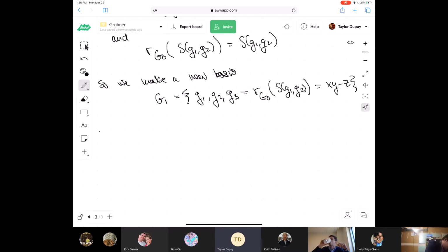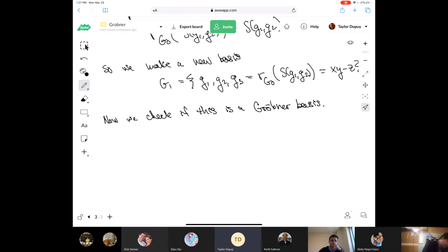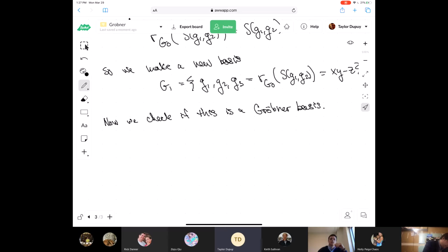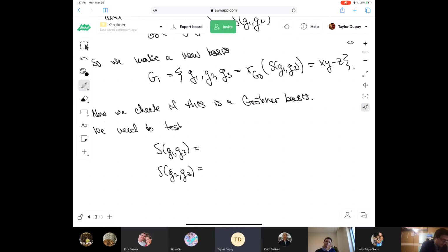Now we check if this is a Gröbner basis. Okay, and so how do we do that? We only really need to test S(G1, G3) and S(G2, G3), because we already have S(G1, G2), that's G3. And so that one we already know is going to be in there.